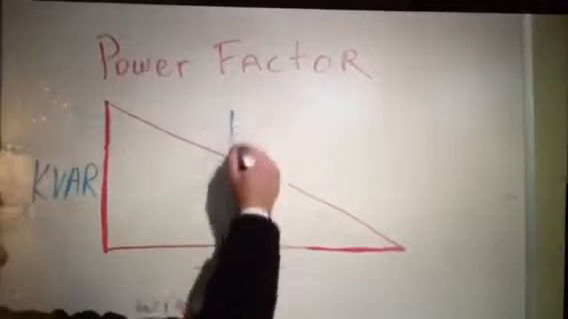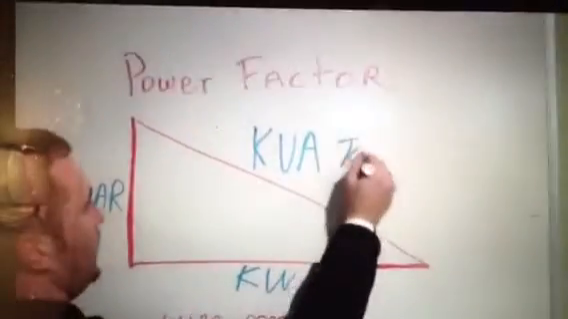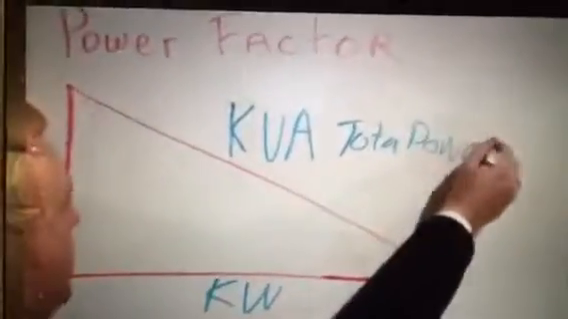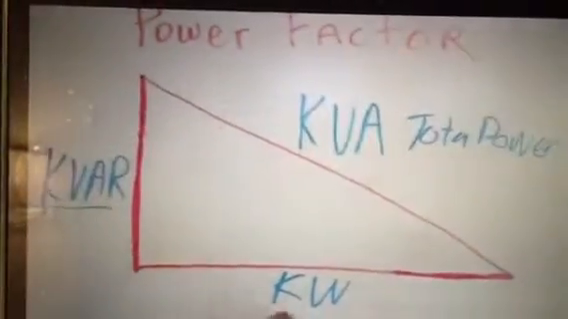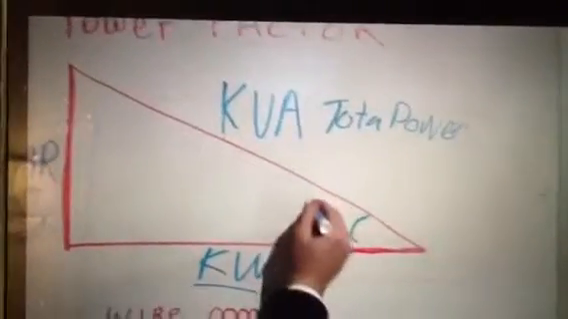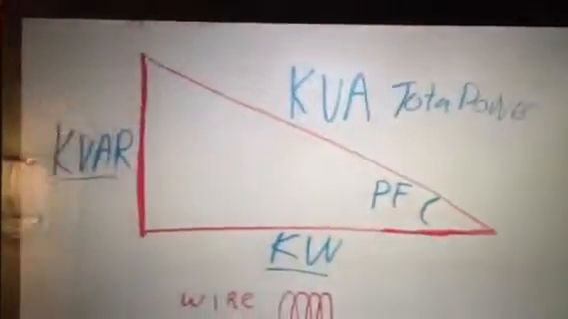Now this line over here represents kVA. This is total power. And this is the combination of kVAR and kW. And down here, the cosine of this angle is where we derive mathematically power factor.